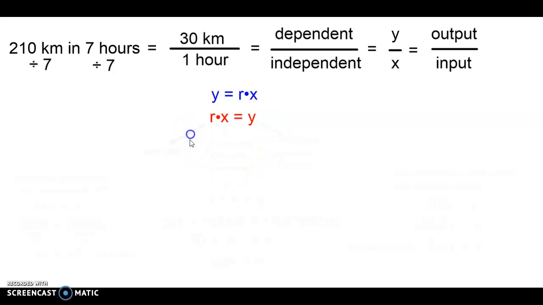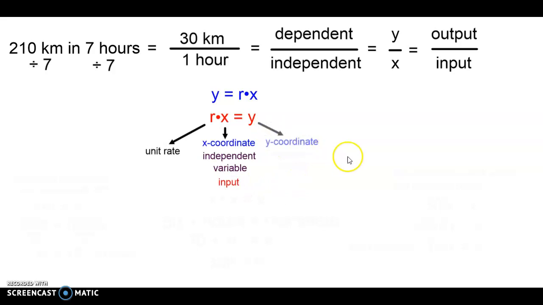The r is the unit rate. The x, the words that apply to it: it's the x coordinate, it's the independent variable, it is the input, and that will give you our y coordinate, our dependent variable, our output value. All right, again, all of those words apply. The formula: r times x is equal to y.